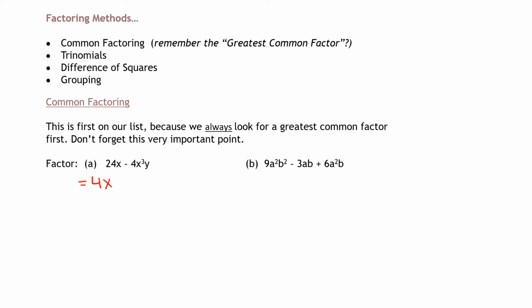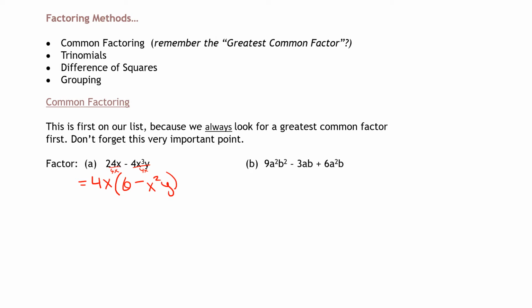So then I open a bracket, and remember that factoring really means dividing, so I'm really dividing this by a 4x. So 24 divided by 4x is just a 6, and then subtract, so dividing this by a 4x, we get x squared y. So that's just greatest common factor.